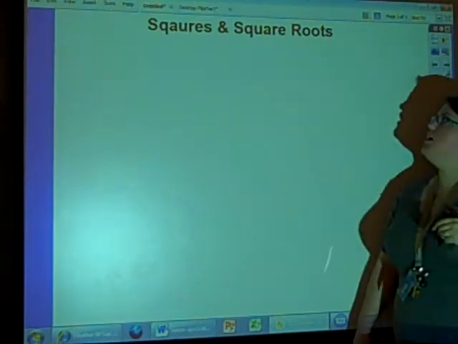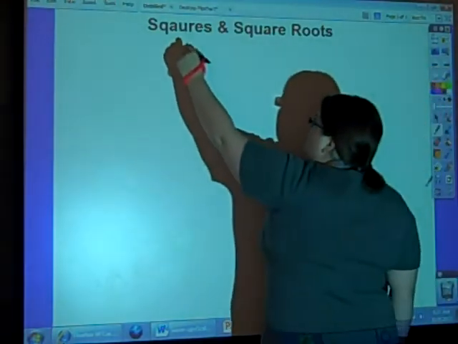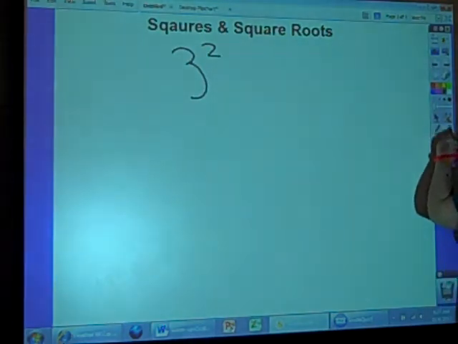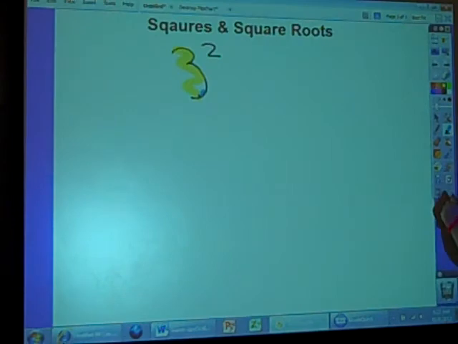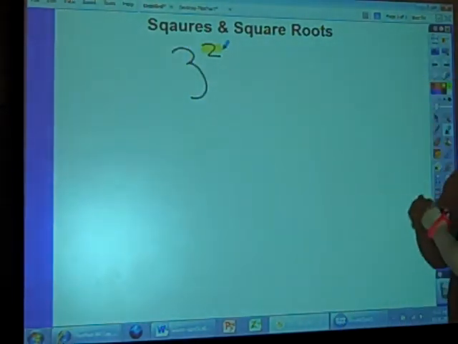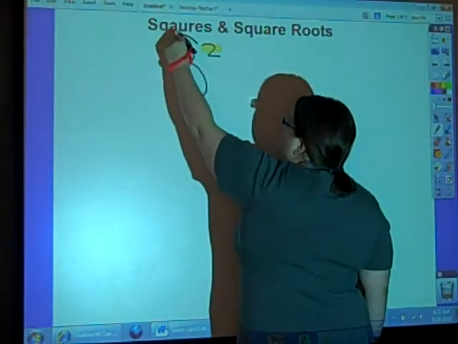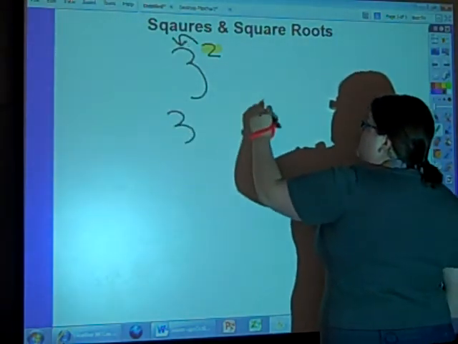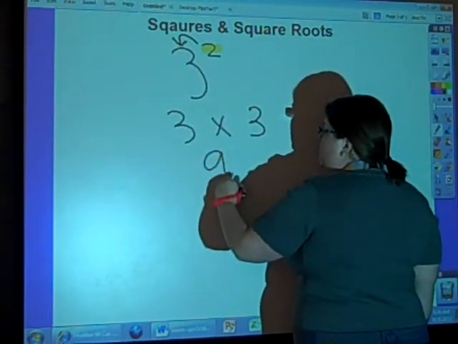In this, it's also not just about square roots, it's also about squaring some numbers. So let's look at 3 squared. This 3 is my base. And the 2 is my power, or my exponent. That 2 tells me how many times I'm going to see the number that's directly next to it. So I'm going to see my 3 two different times, and I multiply them. So 3 times 3 is 9.